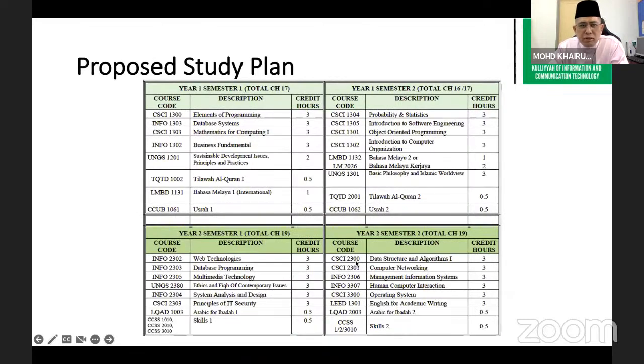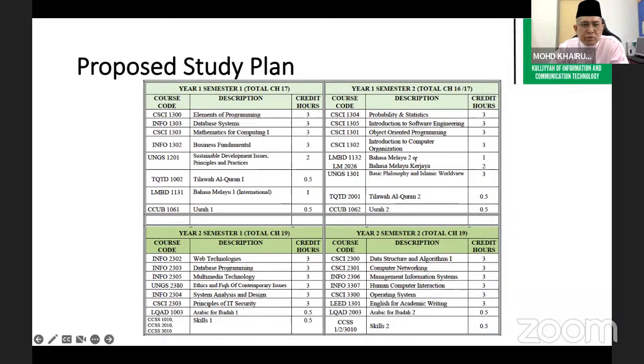All right, this is our proposed study plan, as mentioned by Dr. Lily. Hopefully if you come to the KICT, you have to follow this study plan. This is your guideline to complete towards the end of your study. On the left is year 1, SEM 1, on the right is year 1, SEM 2. We propose you take these courses, not exceeding 17 credit hours. We plan for you, trying to follow this, and inshallah you can graduate on time.